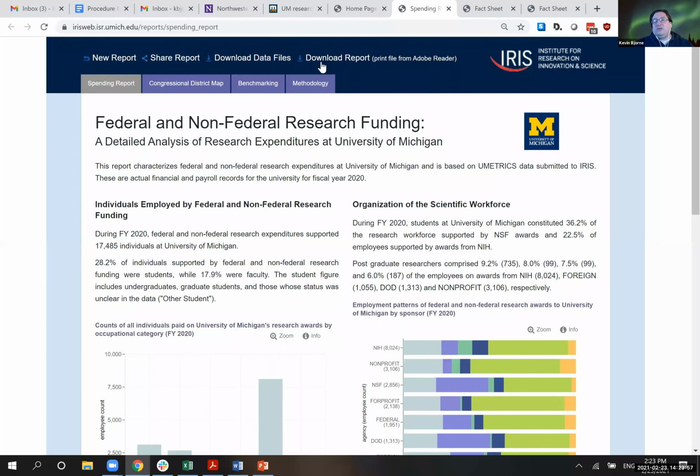You can also download reports as a PDF. So if you have somebody that you want to just hand it to instead of asking them to go online and look at that, you can do that. All of our reports are designed for a nice, clean PDF format.